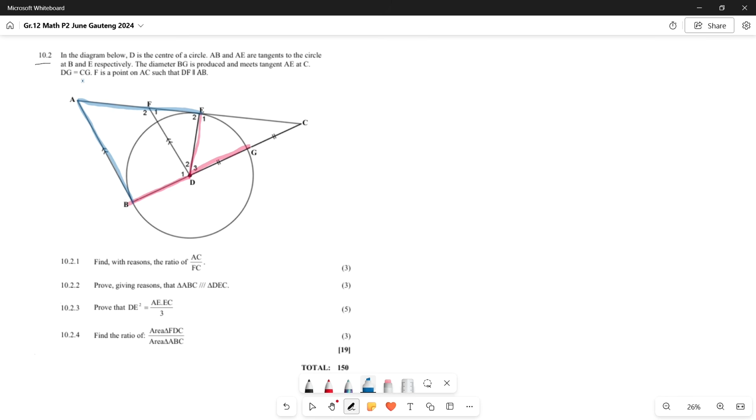It says DC equals CG, as they've given us here. We have DG and GC are equal. F is a point on AC such that DF is parallel to AB. Okay, so parallel also important. Cool. So then 10.2.1 says find with reasons the ratio of AC, so AC here, over FC over there.